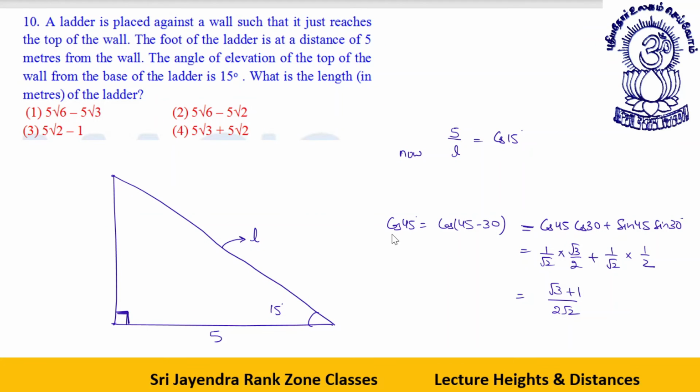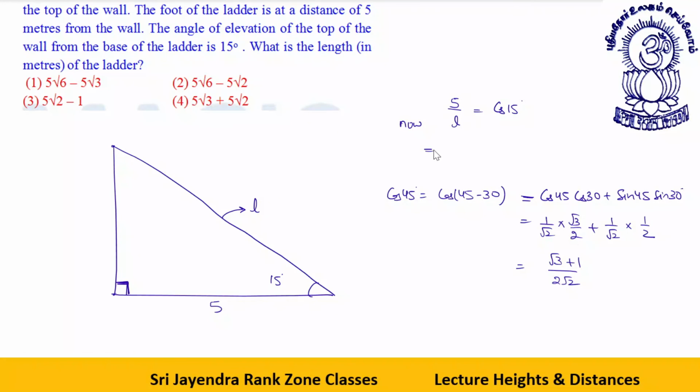This thing is clear. This is cos 45, or you can also say, fine, let's leave it till here. Now we have 5 by cos 15 degree is equal to L. This means L is equal to 5 by cos 15 degree. So L is equal to 5 upon cos 15.